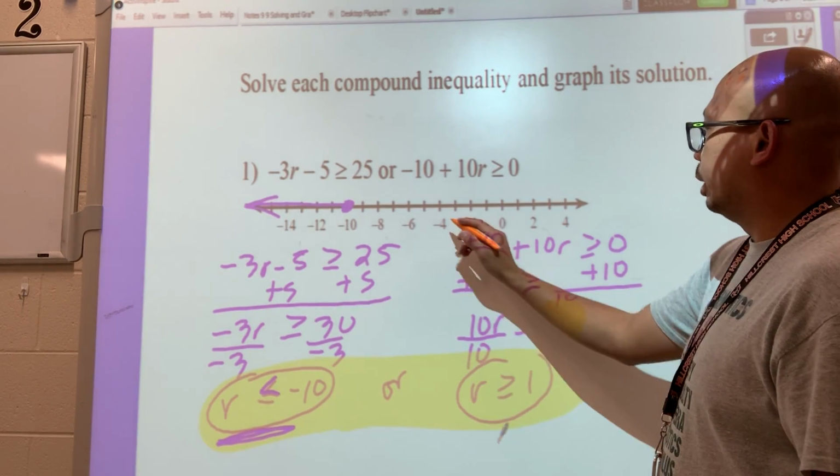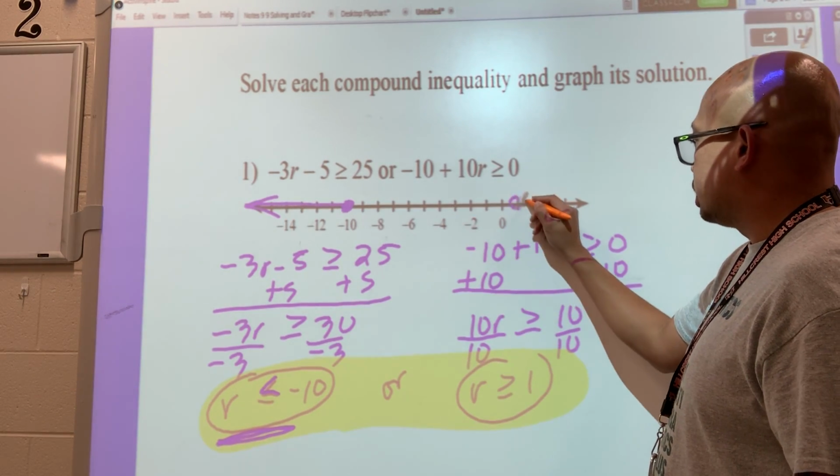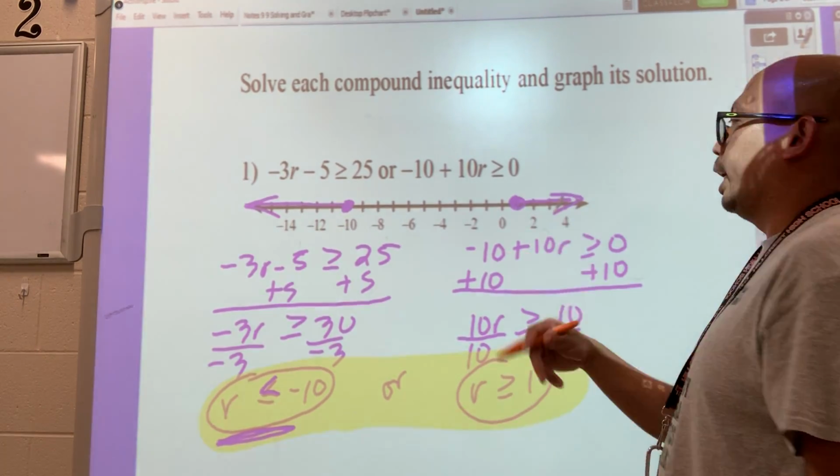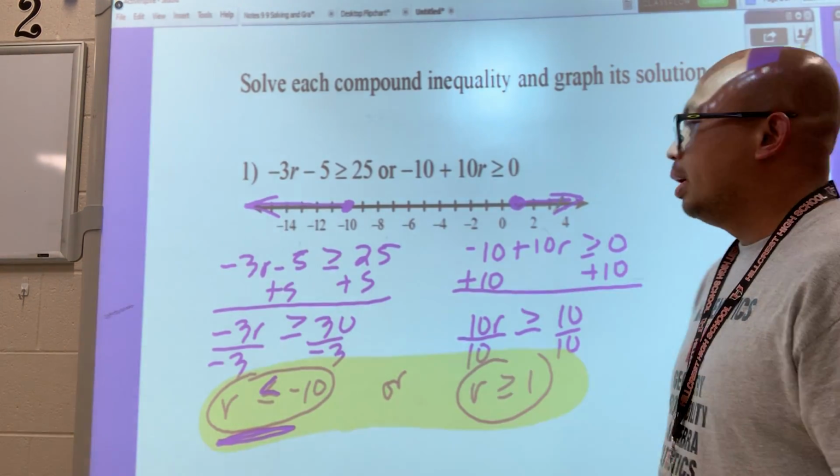Where is this going? The 1 is right here. It's close. Where is this pointing? To the right. And that's the answer.